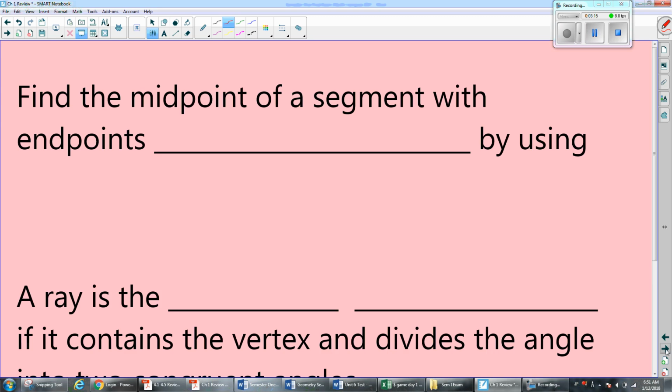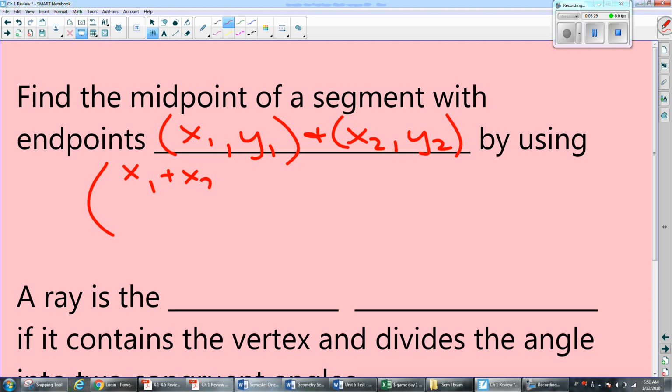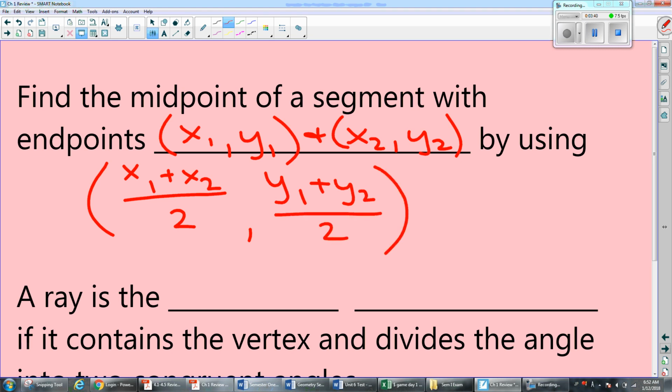Okay, so now we want to find the midpoint of a segment if it had endpoints x1, y1, and x2, y2. We're going to use this formula. So you're going to take the average of your x's, add up those 2 x values, divide them by 2. Same thing with the y's. It's like finding the average because that'd be right in the middle of those 2 values.